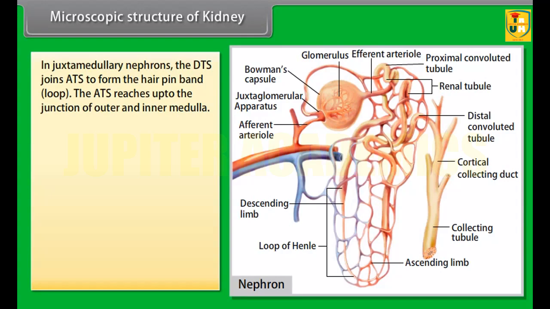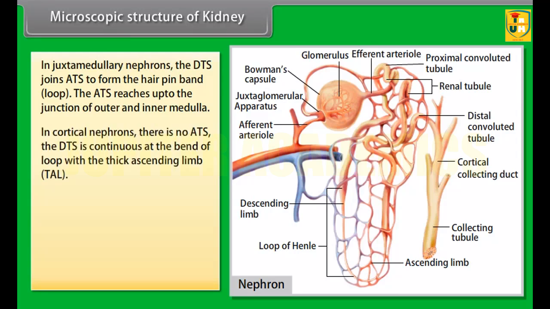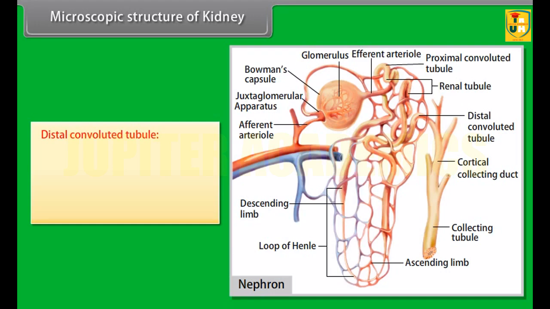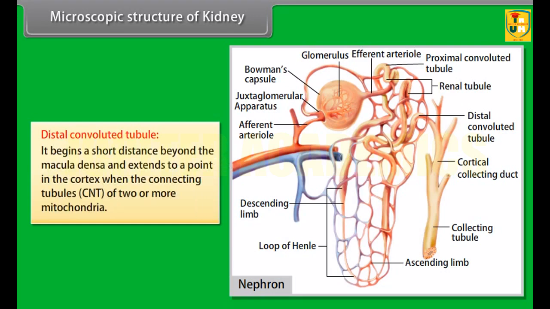The ATS reaches up to the junction of outer and inner medulla. In cortical nephrons, there is no ATS. The DTS is continuous at the bend of the loop with the thick ascending limb. Near the end of the thick ascending limb, the nephron passes between its afferent and efferent arteriole. This short segment of the thick ascending limb is called macula densa. Distal convoluted tubule. It begins a short distance beyond the macula densa and extends to a point in the cortex where the connecting tubules of two or more nephrons join.